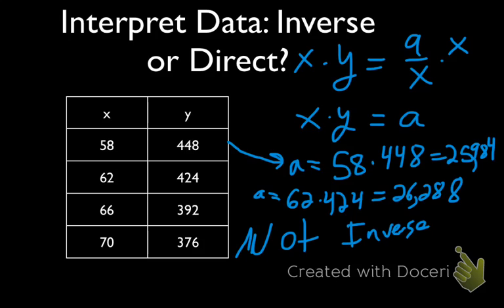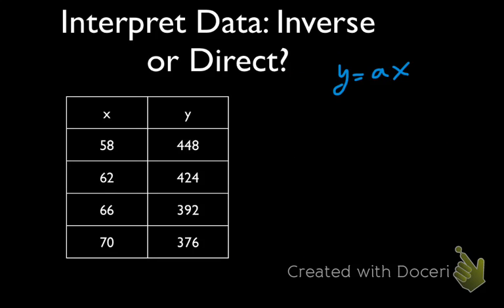So, there is an a, you just can't see it. So we said, hey, if x times y is the same thing over and over again, then it varies inversely. It didn't, so it's not inverse. All right, let's go check direct. Can I erase this stuff?